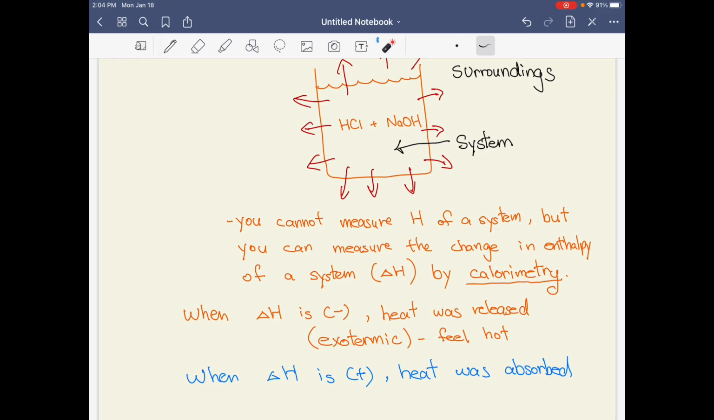You, as being part of the surrounding, will not experience hot, but you will actually experience cold because the system is sucking up all the heat. If you stick a thermometer in here, what you'll see is a decrease in temperature. The molecules are actually moving slower. This is known as an endothermic reaction, which will result in feeling cold. All right?